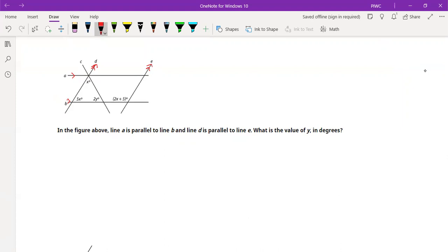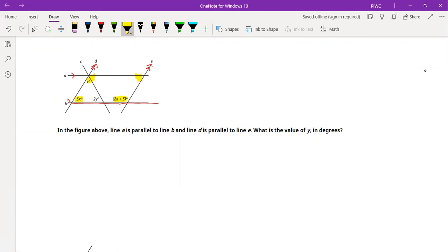Now, if I look at this, since line D is parallel to line E, then line B is the transversal of D and E, right? It's crossing these two parallel lines, okay? So what does that mean? It means that we have interior angles. The angles in between these two lines are interior angles. That means the angle 5x here, and the angle 2x plus 5 that will be here, those are the interior angles to this, okay?